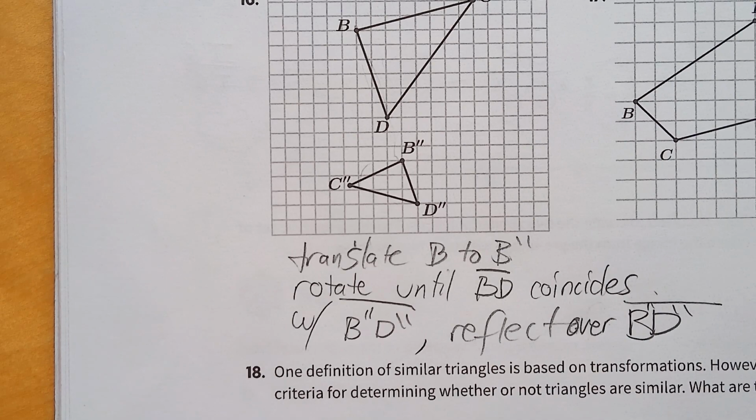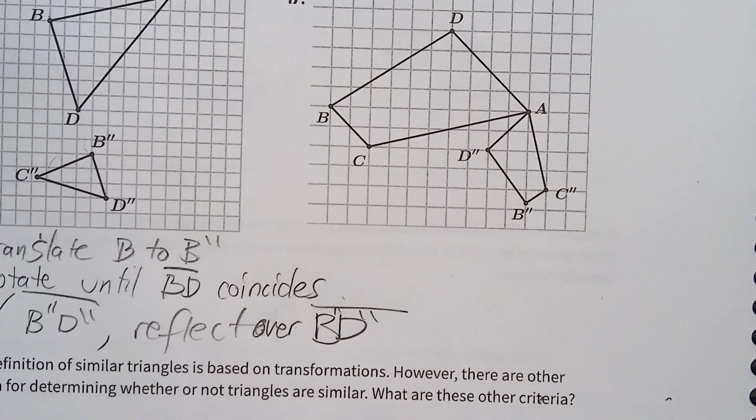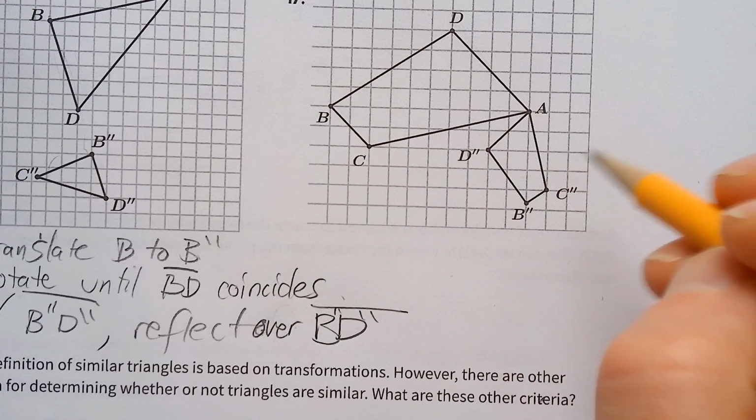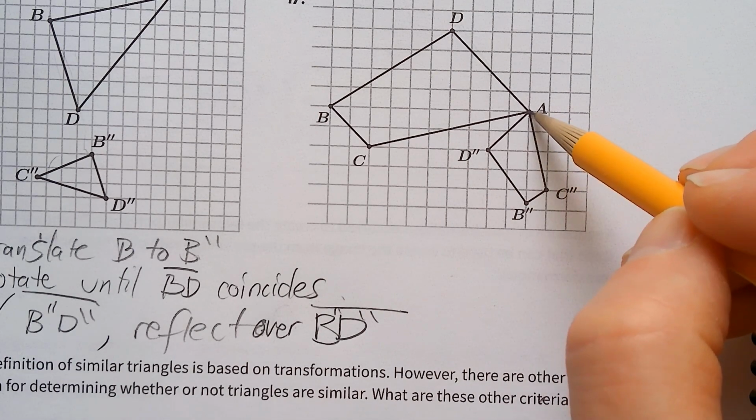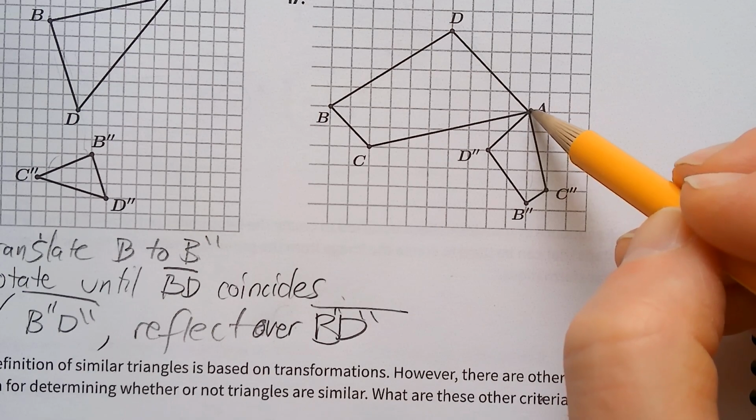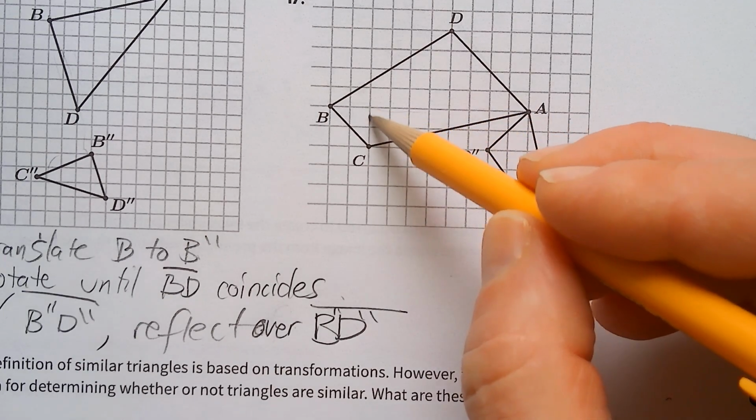This one needs a dilation. What's the scale factor? Looks like it's going to be 2. How can I tell? This is down 4 over 1, and this is over 8 down 2.